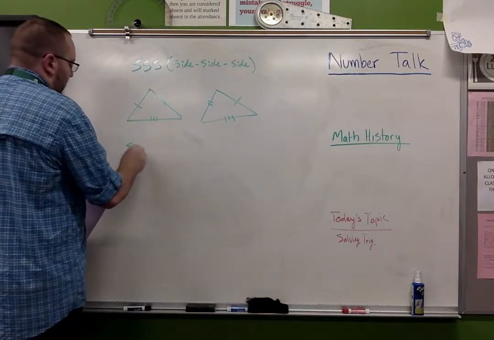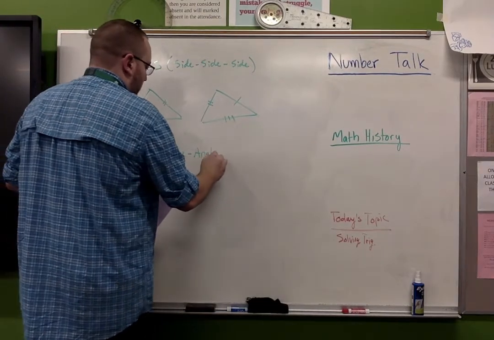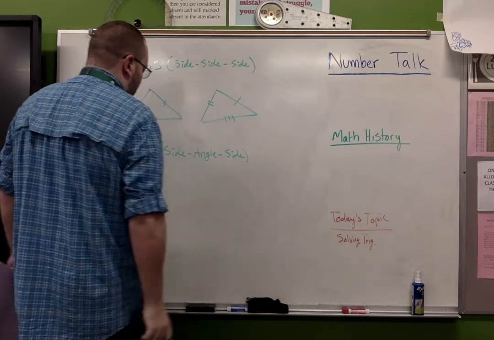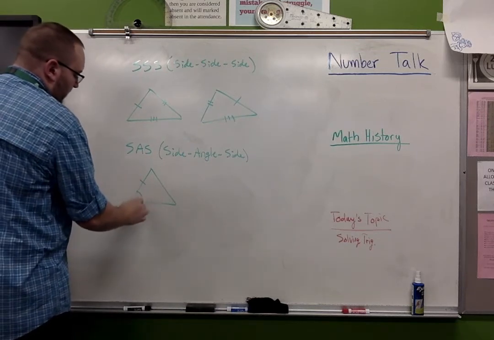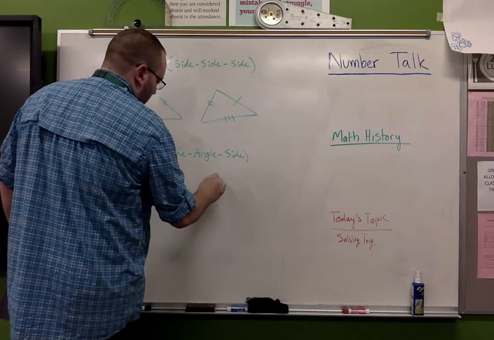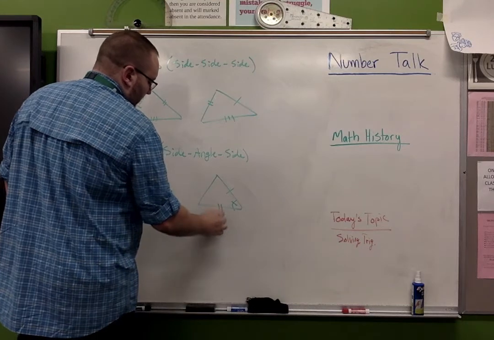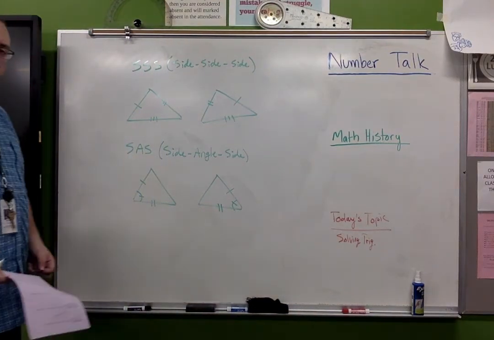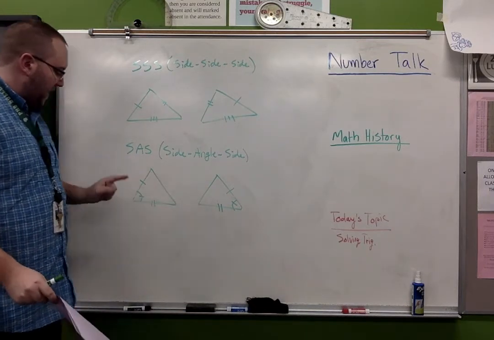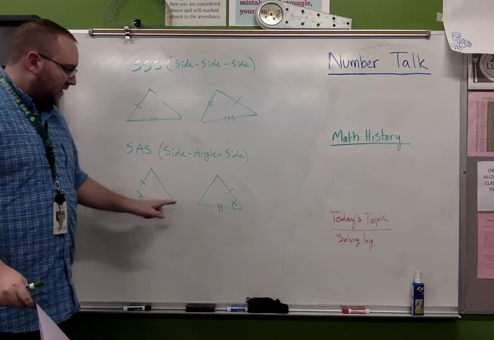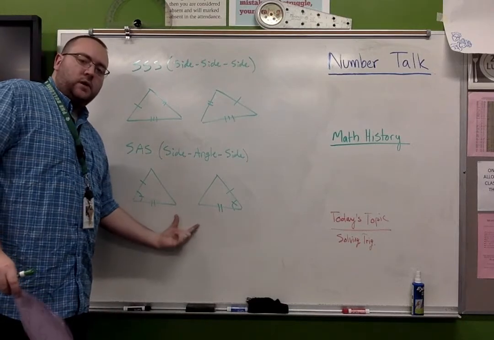We have side, angle, side. So if you have two triangles that have congruent parts to them, where a side and a side are congruent, and then an angle and an angle, and then a side and a side are congruent, by the side, angle, side congruency statement, we can say these two triangles are congruent. So all their measures are equal.